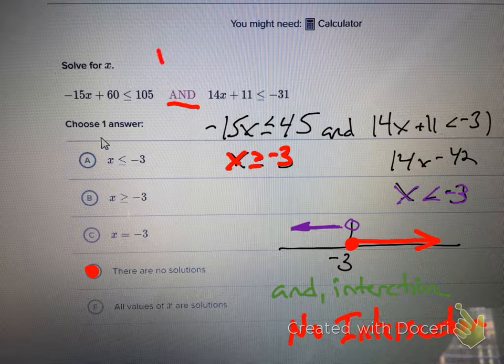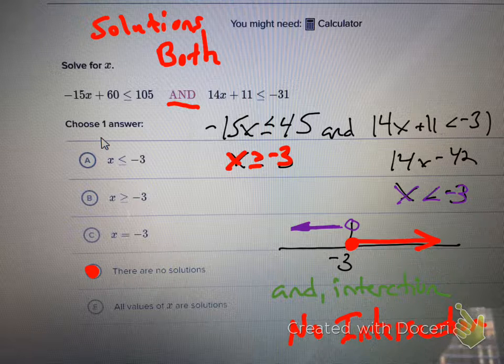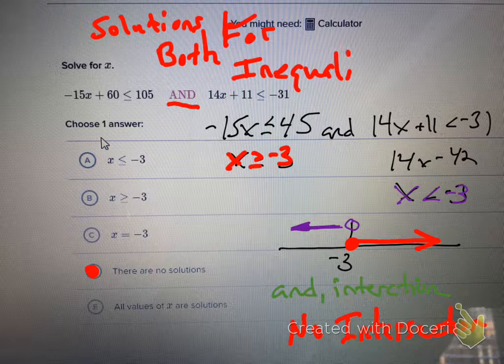When you have a compound inequality and it uses the word and, we need solutions for both inequalities. So we need something that's going to work for both of those, unlike an or statement where it's one or the other. For an and, it must be both. And we use the intersection symbol, which is an upside down U.